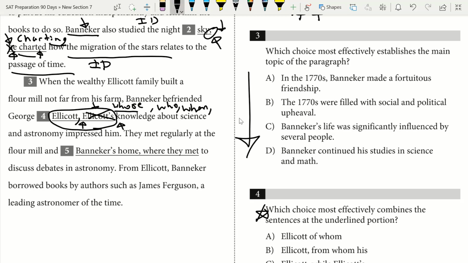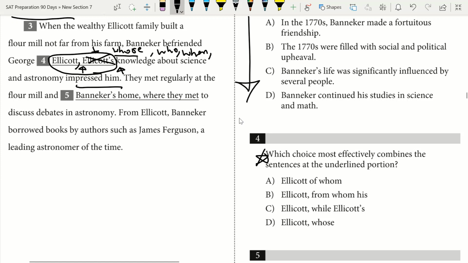Here in this case it's George Ellicott, right? It's George Ellicott whose knowledge about science and astronomy impressed him, okay? It's his knowledge. So it's George Ellicott's knowledge, so we want to use whose here because that's possessive, right? It's his knowledge about science and astronomy, okay? So we want to use a comma and then whose. So our answer for 4 is going to be D.